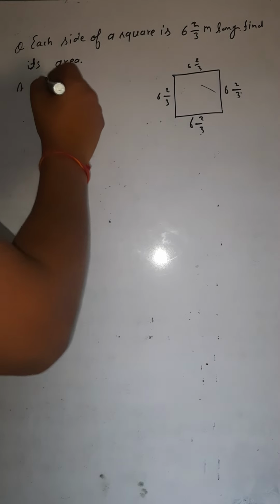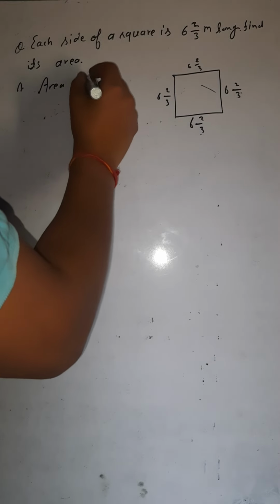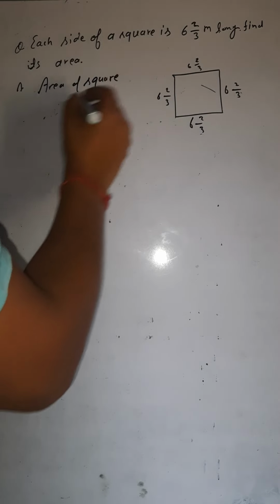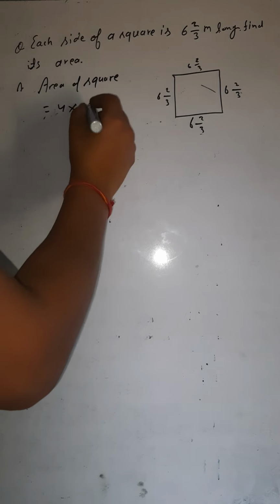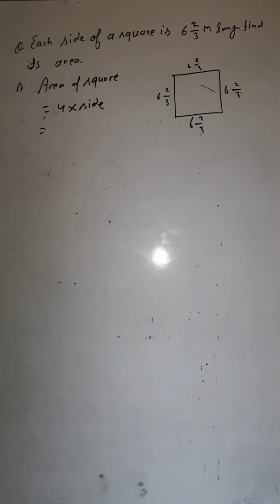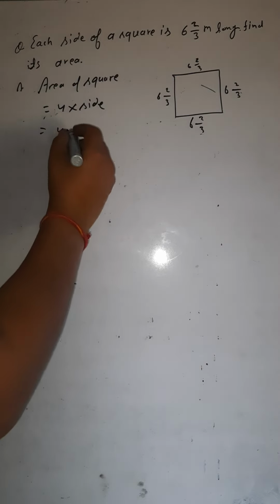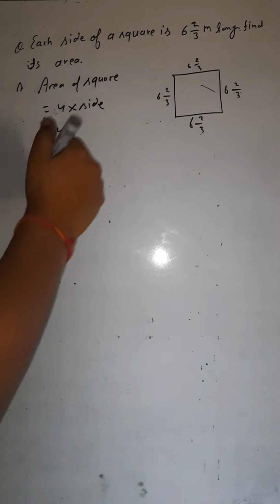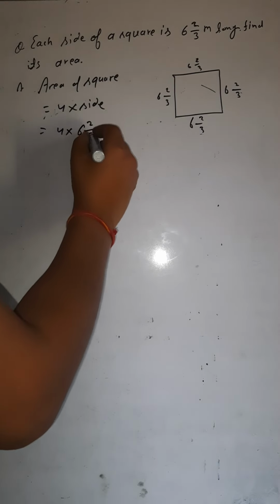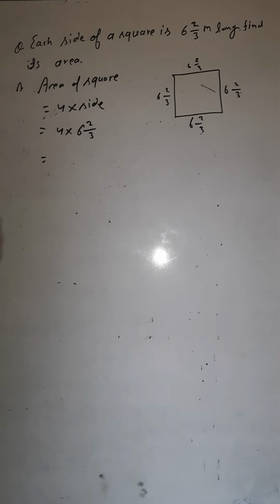So area of square, what is the formula? Formula is 4 multiply side. That you have to know here. So area of a square every time is 4 multiply side. So you would write 4 multiply. Side is what here? This is the side, 6 whole 2 by 3. Okay. Now just simplify this.